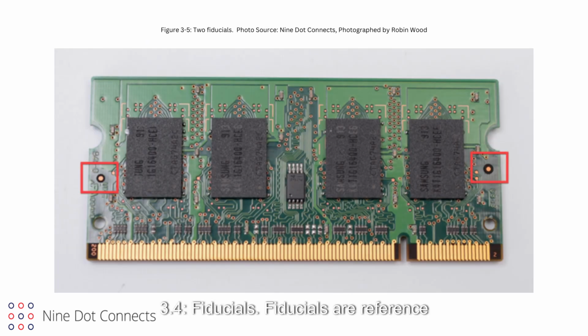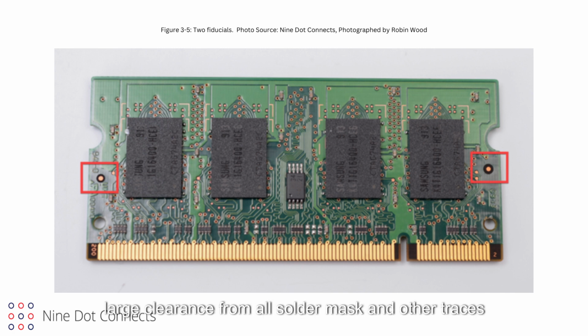3.4. Fiducials. Fiducials are reference points that should be added to the printed circuit board during the layout phase of the PCB. By IPC standards, they consist of a distinct copper size and shape, with a relatively large clearance from all solder mask and other traces on the board. Fiducials are used by the assembly process to optically align the board for the pick-and-place machines. However, other equipment in the assembly process can take advantage of them. The overall result is the ability to move the board through assembly faster, by reducing the time it takes to align the board to the equipment.